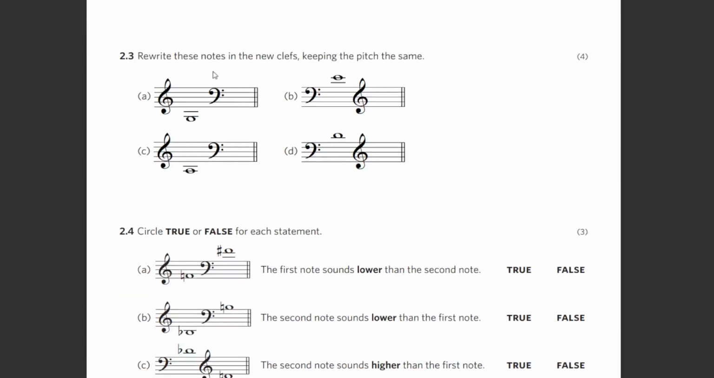Next, in 2.3, you're asked to rewrite the notes in the new clef, keeping the pitch the same. Okay, so if you're very familiar with the notes already, you can straight away tell that this is G, so this is G. But if you're not familiar with the notes, what do you do for this question? Well, you will use middle C as a reference. So this is C, and this is middle C. So now I go C, then B, A, G. So it's C, B, A, G. So it's this note here.